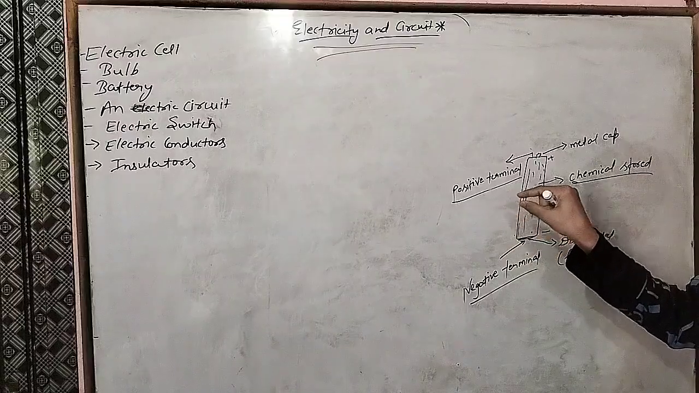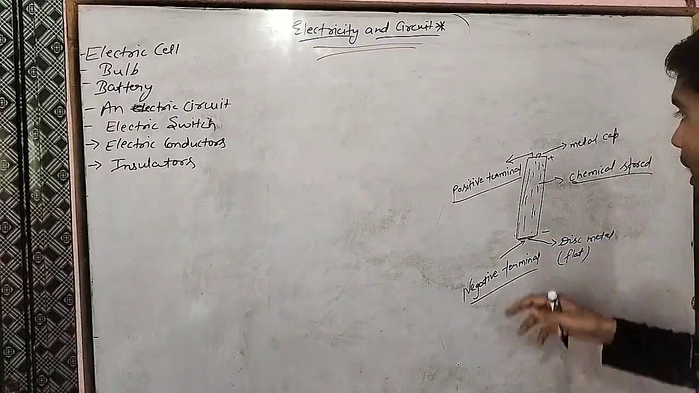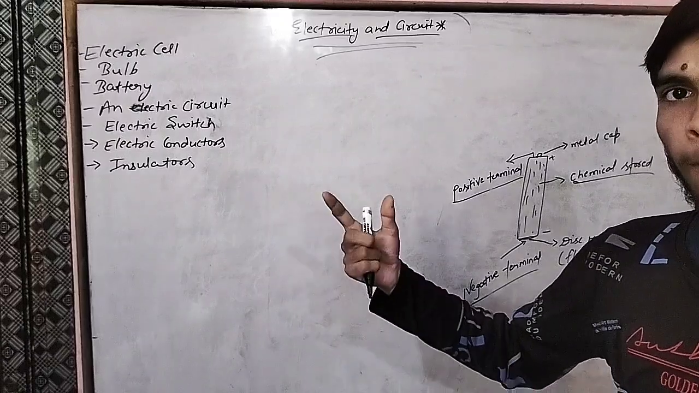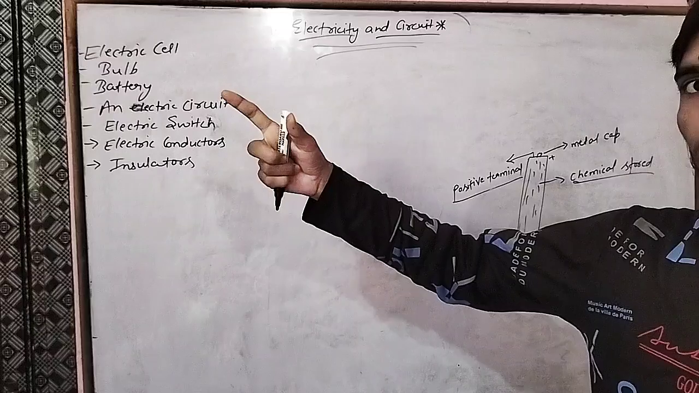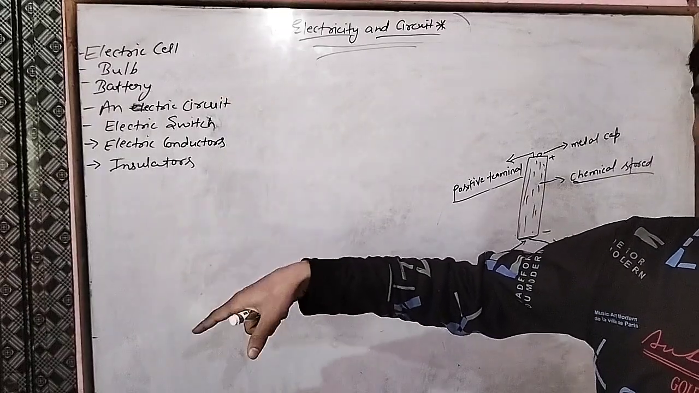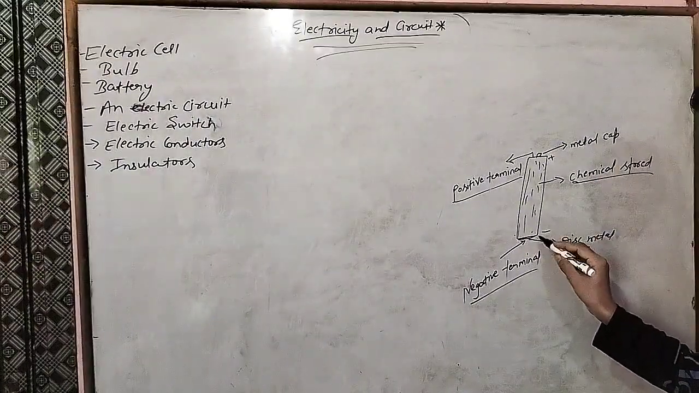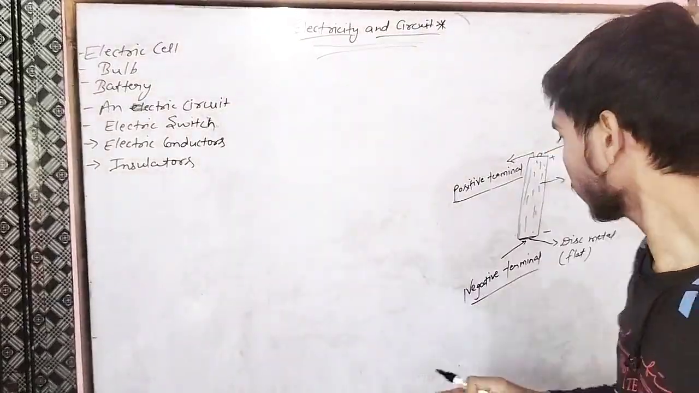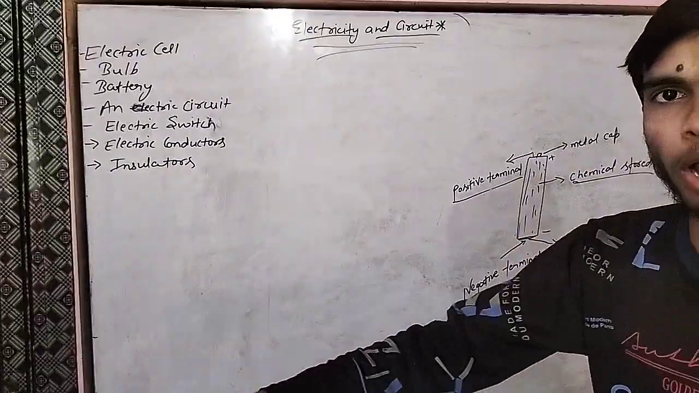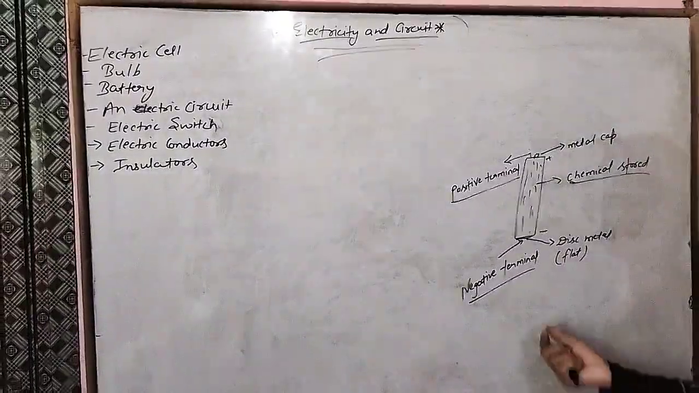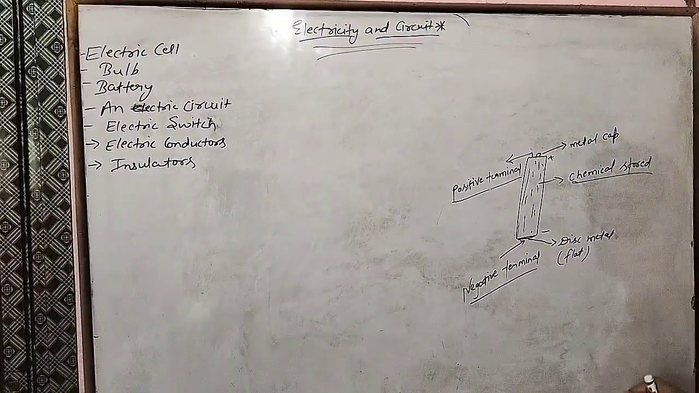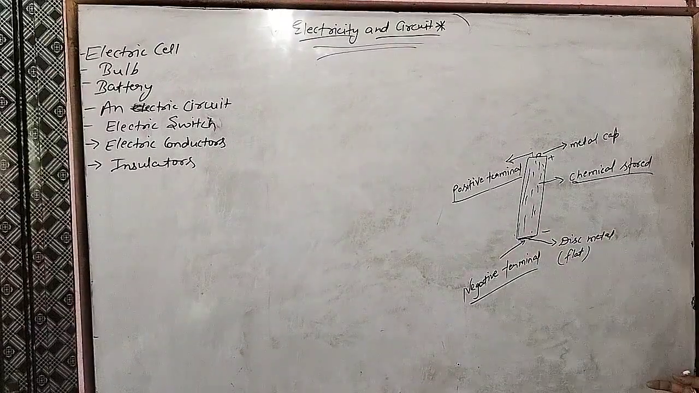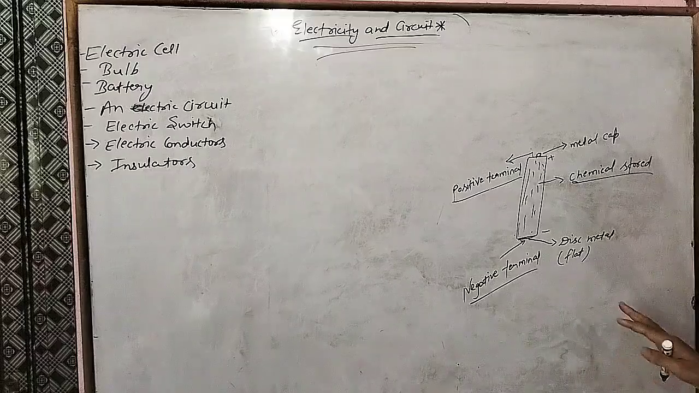So the positive terminal wire is a connector, and this positive terminal wire will connect with the positive terminal of the electric bulb. This is just an example, and then on the other side, this negative terminal wire will be connected with the negative terminal wire of the electric bulb. Then it will work. Clear? Then the bulb will work. Then the bulb will glow up. I think that was all.